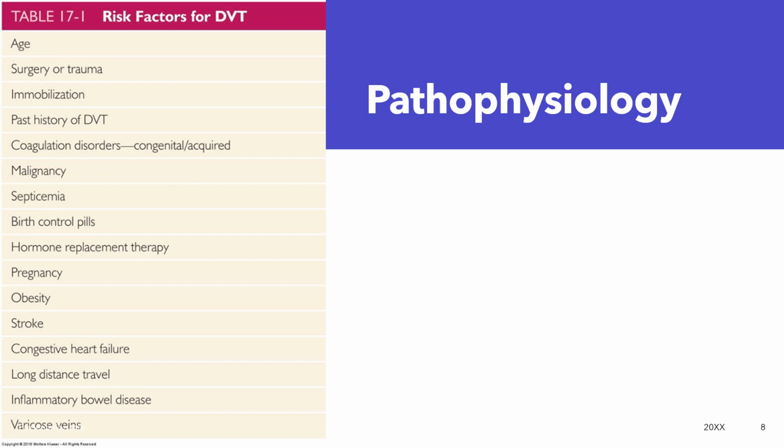Past history of DVT would indicate that the patient may exist in a hypercoagulable state, so that would go to item 3 on our Virchow's triad. Coagulation disorders, like I mentioned, could be congenital or genetic, or it could be acquired through drugs and hormone replacement and things like that. So again, that's going to go with item 3 on Virchow's triad. Malignancy can put us into a hypercoagulable state. So again, that's item 3. Septicemia, that would be infection in the blood flow, which would put us in hypercoagulable states, same as birth control, same as hormone replacement therapy, pregnancy, and obesity.